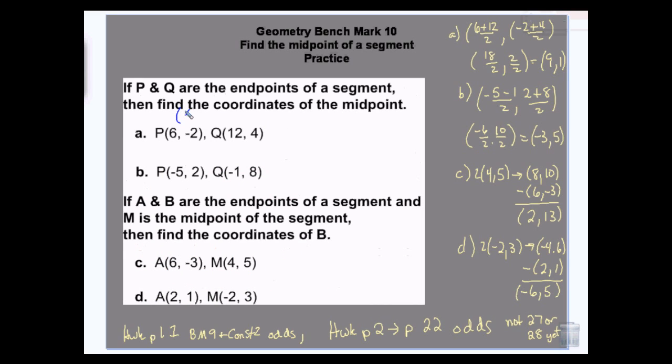We're using that x1 plus x2 divided by 2 and y1 plus y2 divided by 2. So I had the 6 plus 12 divided by 2 and then -2 plus 4 divided by 2. So that's 18 divided by 2, which gave me the 9. And here's 2 divided by 2, and that's where I got the 1.